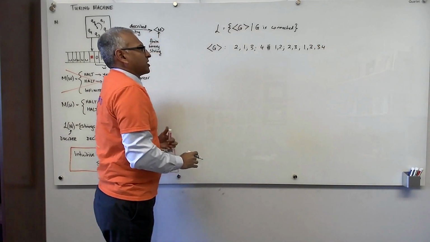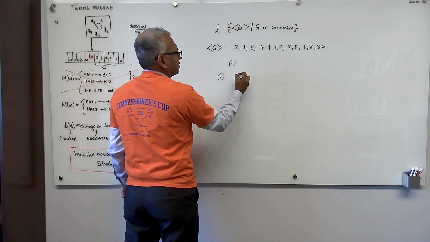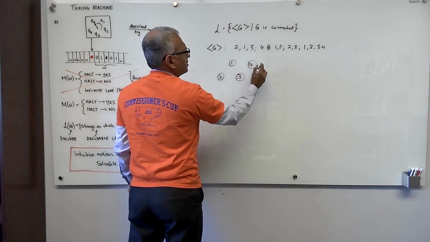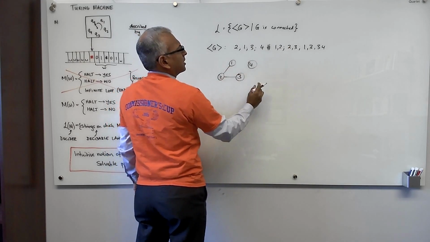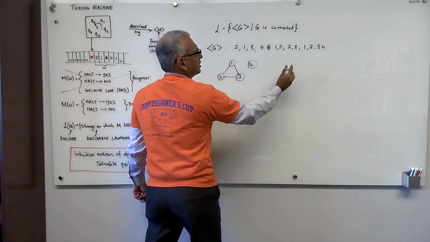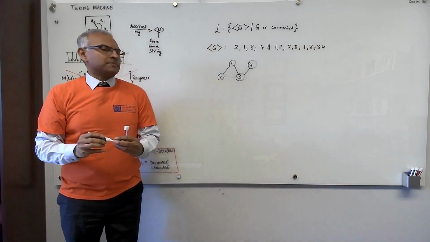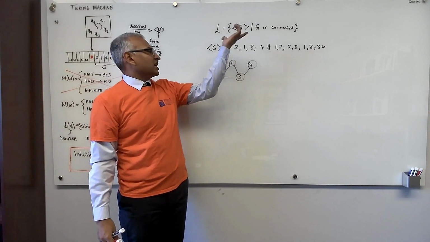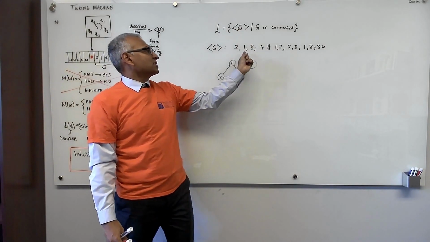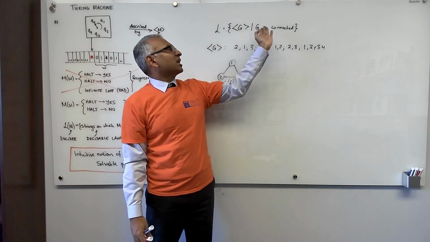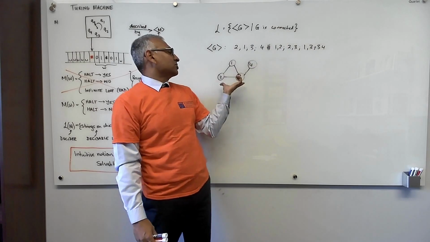So let's draw this graph. I have vertices 2, 1, 3, let's say 4. I have the edge 1, 2. I have the edge 2, 3. I have the edge 1, 3. And I have the edge 3, 4. So there, just to show you that I have a graph, I encoded it as a string, and the language consists of all such strings for which the graph is connected. So this string would be in this language, in this computing problem, because it is connected.